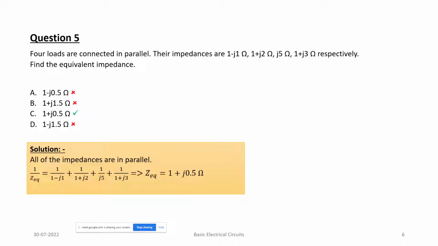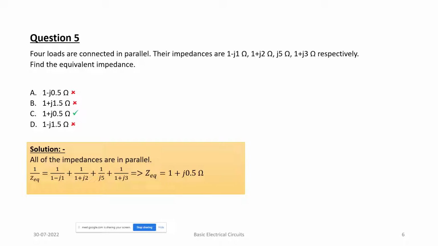Four loads are connected in parallel. Their impedances are 1 minus J1 ohms, 1 plus J2 ohms, J5 ohms and 1 plus J3 ohms respectively. So they are connected in parallel. One very interesting question. We all know that Z is known as impedance. 1 by Z is known as admittance. Good. So when the four loads are connected in parallel, what happens?